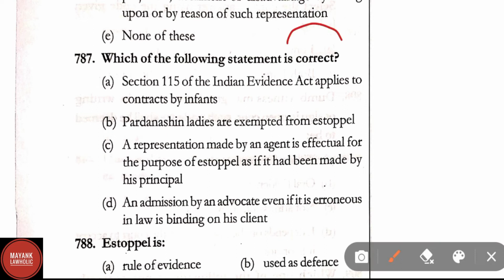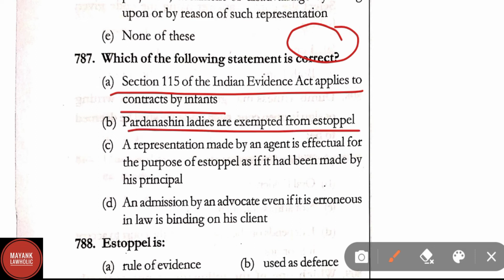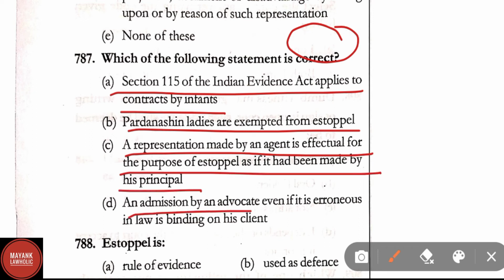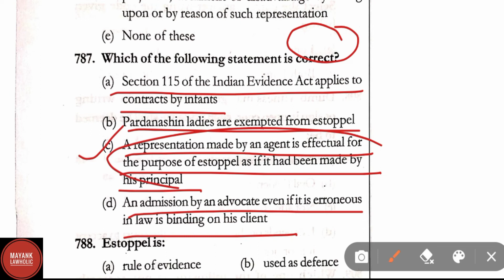Question number 787. Which of the following statements is correct? Option A, section 115 of the Indian Evidence Act applies to contracts by infants. Parda-nasheen ladies are exempted from estoppel. A representation made by an agent is effectual for the purpose of estoppel as if it had been made by his principal. An admission by an advocate, even if it is erroneous in law, is binding on his client. Here it has been asked which statement is correct. Option C, that is, a representation made by an agent is effectual for the purpose of estoppel as if it had been made by his principal, is correct.